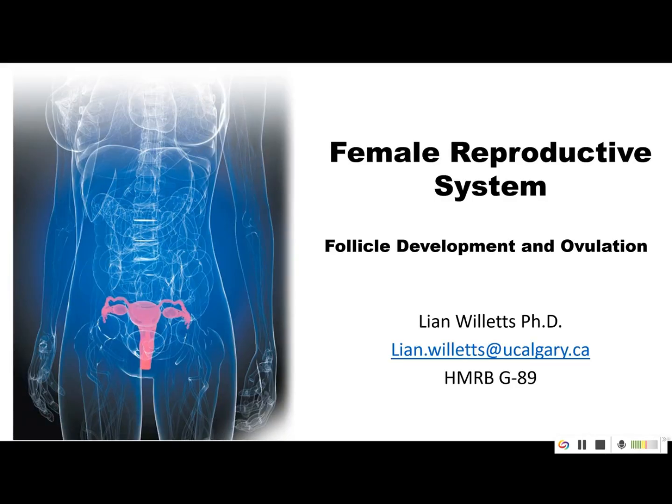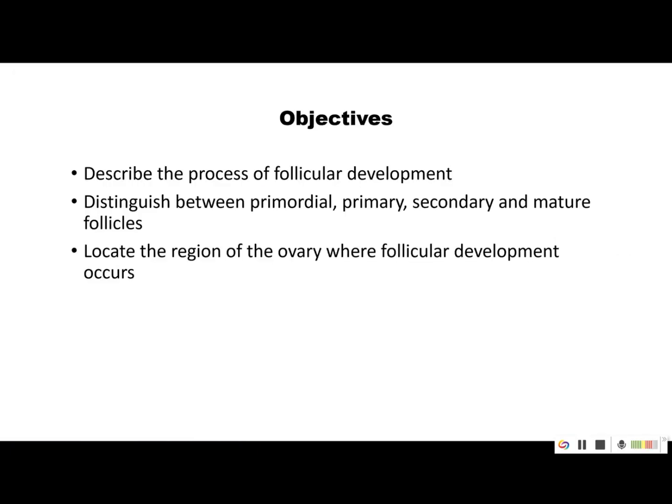Female reproductive system, follicular development and ovulation. At the end of this podcast, a competent student should be able to describe the process of follicular development, to distinguish between primordial, primary, secondary, and mature follicles, and to locate the region of the ovary where follicular development occurs.